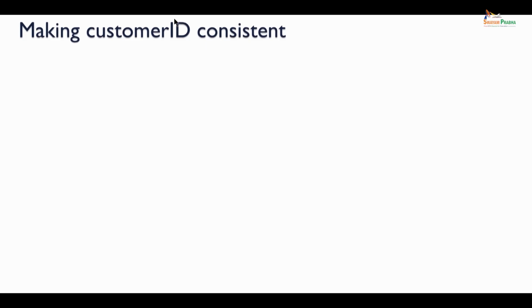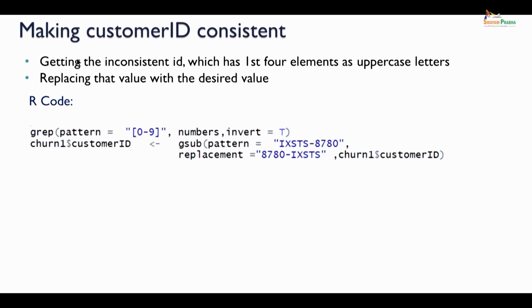Now we are going to make the customer ID consistent. We will start by getting the inconsistent IDs which have the first 4 elements as uppercase letters. That is, in our customer ID, the first 4 should be numbers followed by the hyphen and the uppercase letters, but we have seen the first 4 as uppercase letters followed by hyphen and numbers. This is the problem that we have with customer ID. Now, we are going to get those inconsistent IDs and replace them with the desired value.